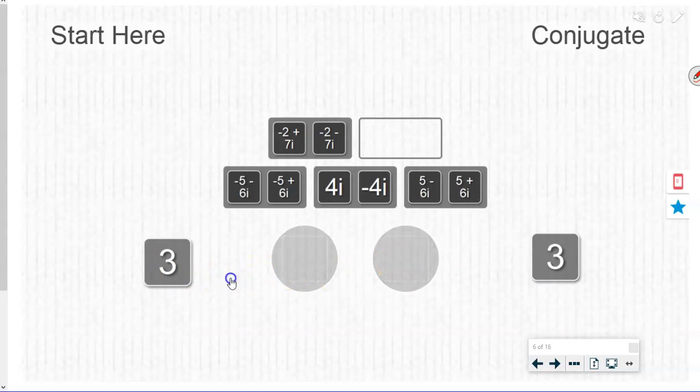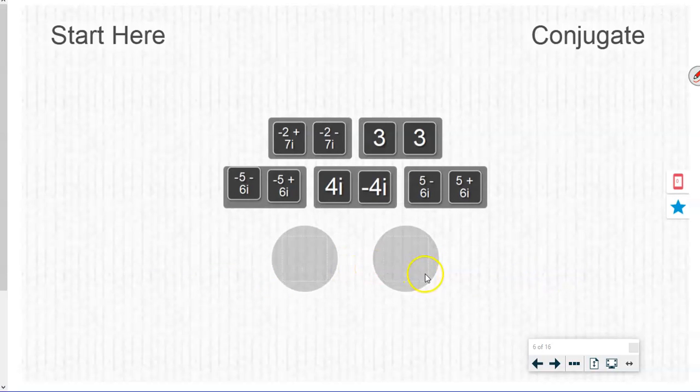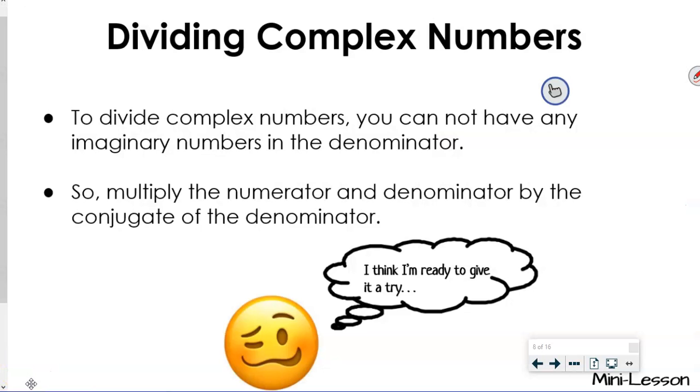Now this last one is a 3 and a 3. The reason the sign doesn't change here is because these are the real parts of the number. There was no imaginary part. So when we're dividing complex numbers, we cannot have any imaginary number in the denominator. We already talked about that. So we have to multiply the numerator and the denominator by the conjugate of the denominator. Remember, the denominator means the number that's on the bottom.